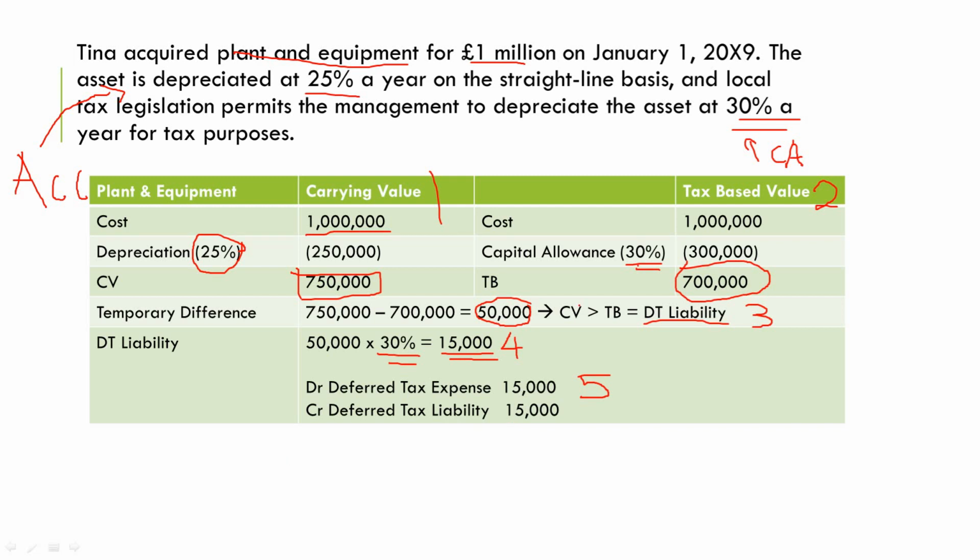Okay, so if you compare this question and the previous question, actually not much different. It's the same steps that we go through. It's just that for this one, you are only given the depreciation rate and also the capital allowance rate, and you have to calculate the carrying value and the tax base value. That is the only difference. I don't think this question is tricky for you if you really understand how to calculate deferred tax. So let's look at the last part.